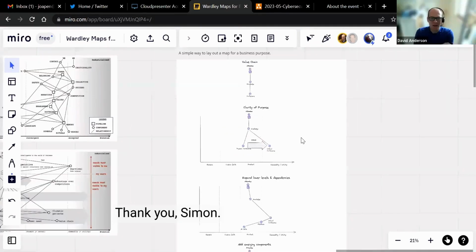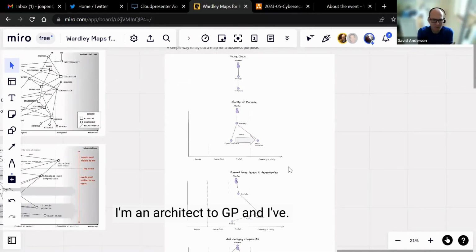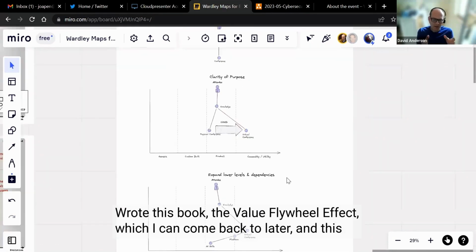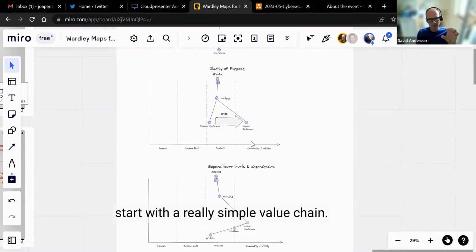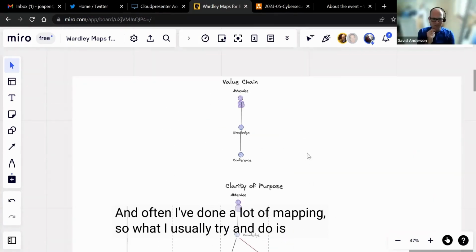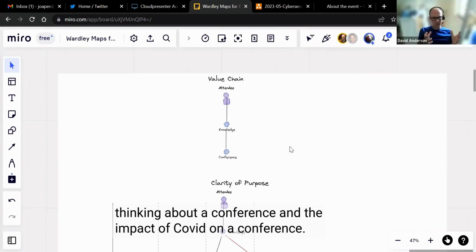Yes, absolutely. Thank you, Simon. My name's Dave Anderson. I'm an architect at GP, and I wrote this book, The Value Flywheel Effect, which I can come back to later. And this is one of the techniques that I would use. Often, if you scroll up a tiny bit, I would start with a really simple value chain. I've done a lot of mapping, and this was an example I'd done for some people who were thinking about a conference and the impact of COVID on a conference.